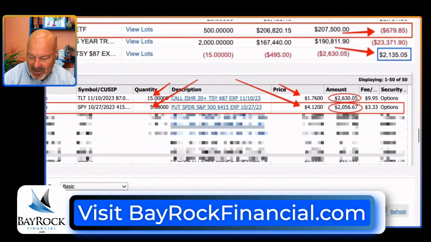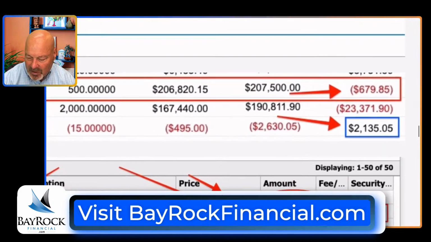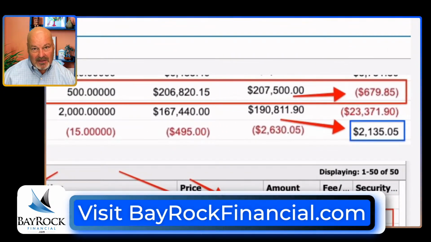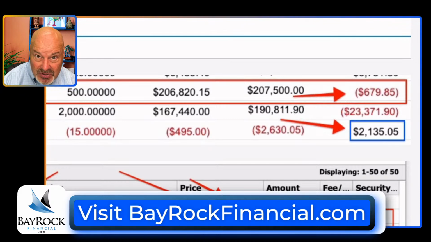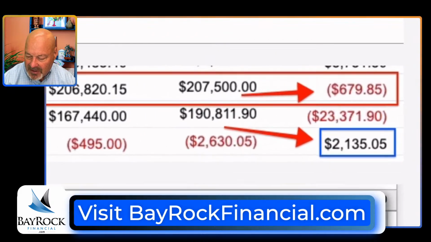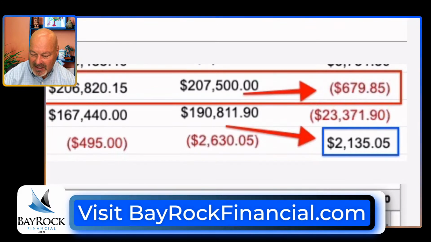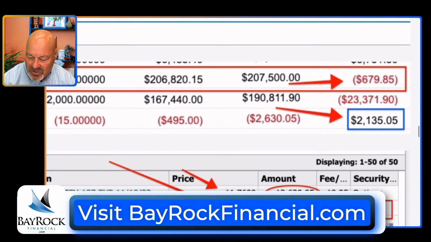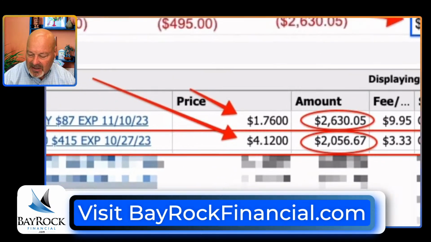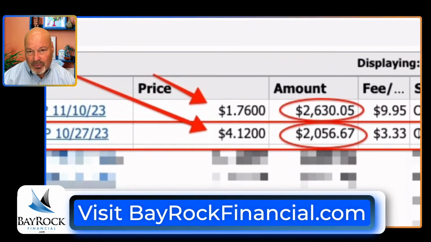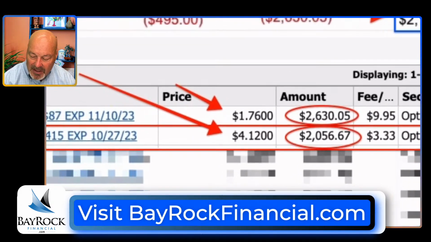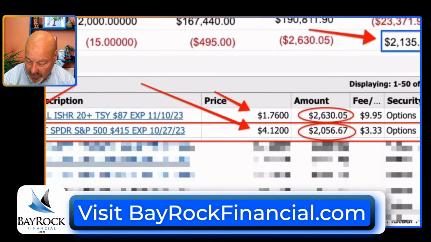They got paid $2,000. And so I wanted you to see that when they got that stock, SPY, put to them, they're showing a loss right now of $679. But what you're not seeing is the premium that was received from selling the naked put.